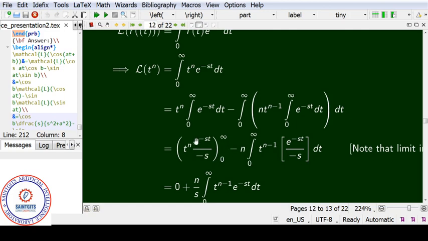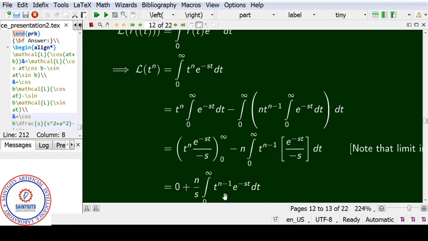And we put limit in the first term. When we put upper limit infinity, e raised to minus st becomes 0. Minus, when we put lower limit, here is a t raised to n, so 0 raised to n becomes 0. So upper limit is also 0, lower limit is also 0. 0 minus 0, 0. Then minus into this minus gives plus. In the numerator we have n, denominator s. So n by s, integral 0 to infinity t raised to n minus 1 into e raised to minus st dt.